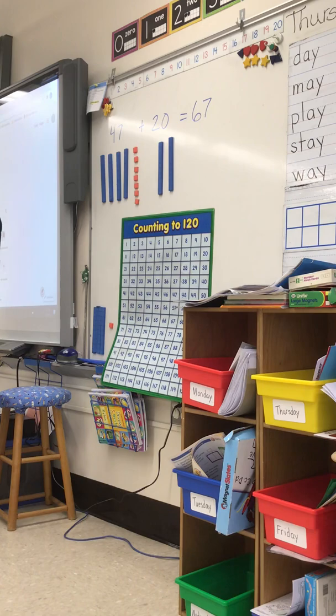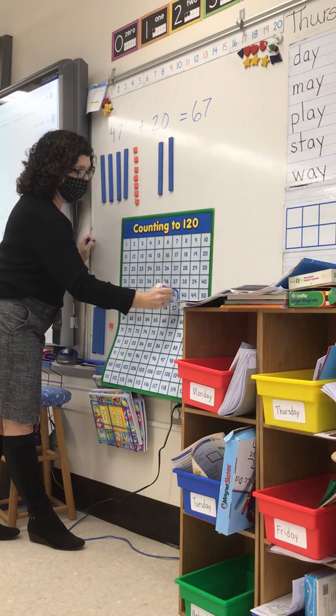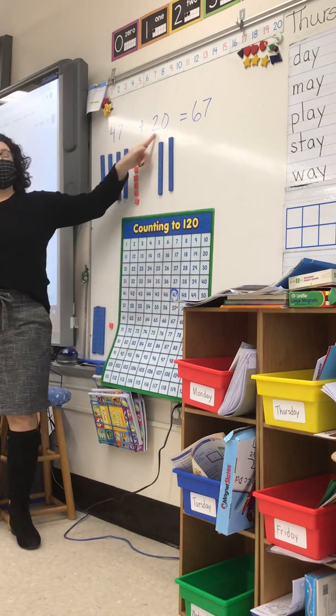Before we write it down, go on your 100 chart. Let's check and make sure we can do it the right way. Everybody put your finger on 47 on your 100 chart. That's the number we're starting with. Now, think to yourself, 20.